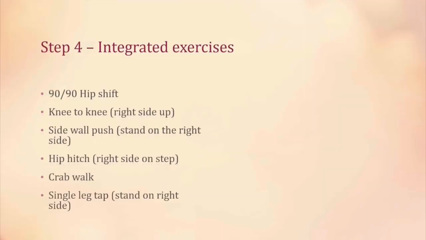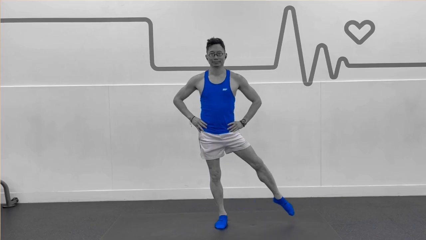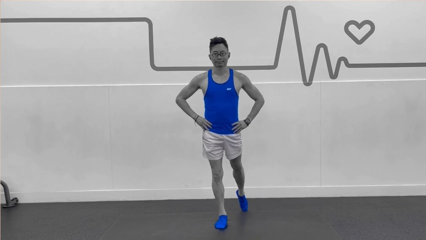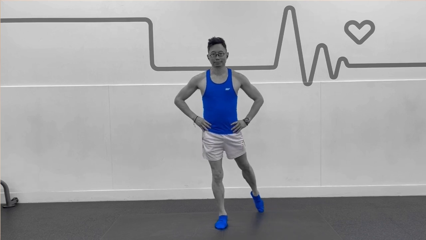Next, single leg tap. Standing on your right side, place your hands on your waist to make sure that your pelvis is level. Stand on your right leg, keeping it slightly bent. While keeping your pelvis level, proceed to reach and gently tap your left leg on the floor as far as you can. Cover every direction. Front, back, side, diagonal front, and diagonal back. And continue for 1 minute.